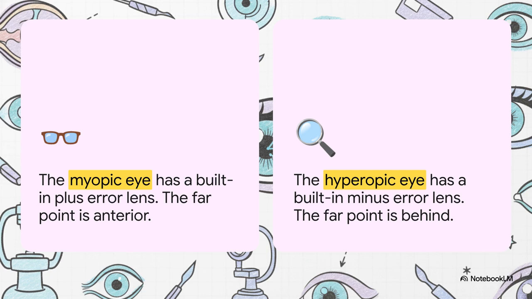In contrast, the hyperopic eye just doesn't have enough converging power. The rays literally run out of eyeball before they can focus. So the hyperopic eye acts as if it's got a built-in minus error lens, pushing its theoretical far point way out behind the eye itself.